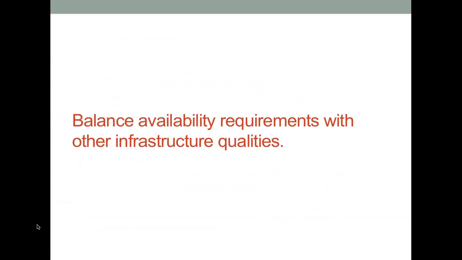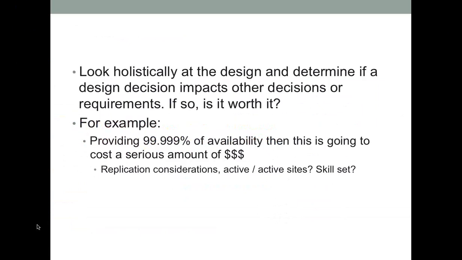Now, I think this is our second to last bullet point: balance availability requirements with other infrastructure qualities. So this goes back to looking at AMPRS or RAMPS or PARMS or however you want to call it: availability, recoverability, performance, manageability, and security.